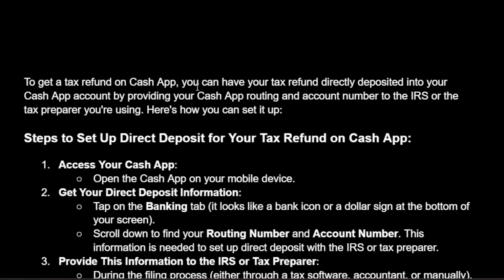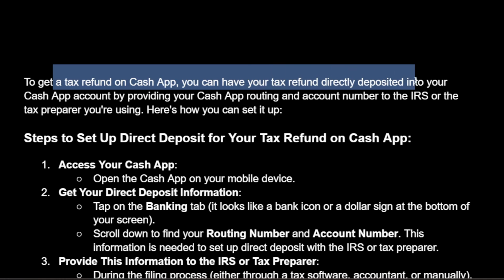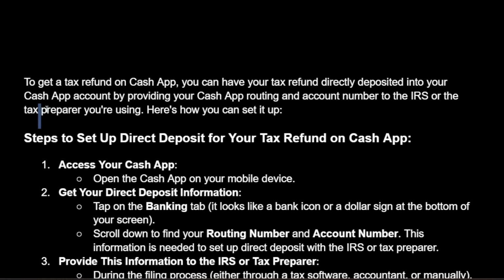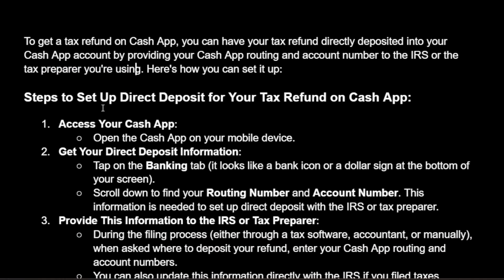How to get a tax refund on Cash App. To get a tax refund on Cash App, you can have your tax refund directly deposited into your Cash App account by providing your Cash App routing and account number to the IRS or the tax preparer you're using. So here's how you do it.